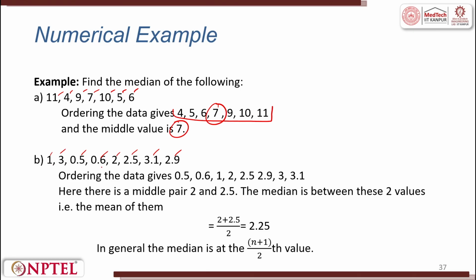Now take 1, 3, 0.5, 0.6, 2, 2.5, 3.1, 2.9. The number of values here is 8. So the median would be, when you put them in ascending order, the 2 middle terms, that is 2 and 2.5. The average of them is the median, that is 2.25.